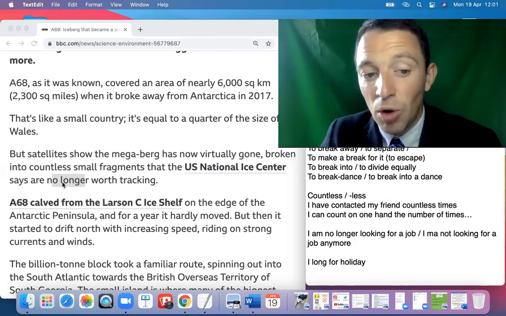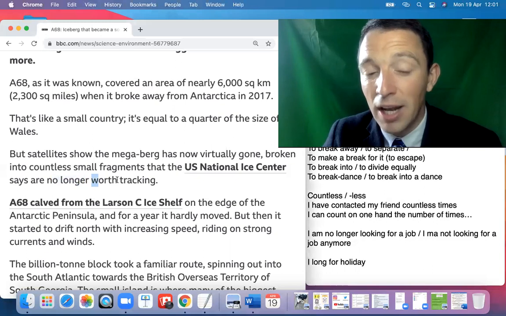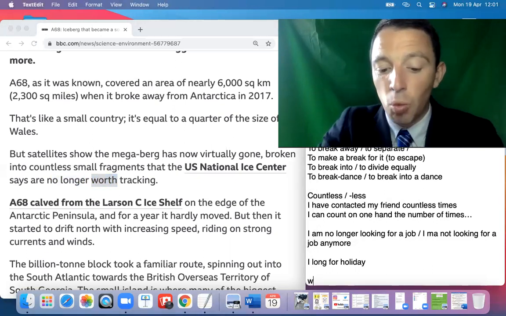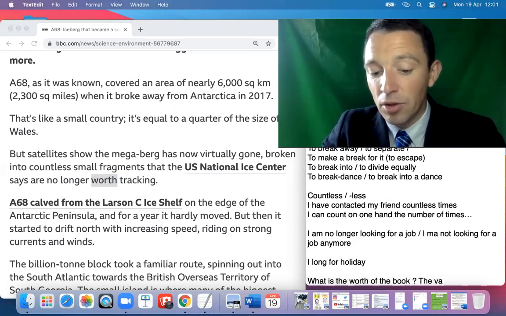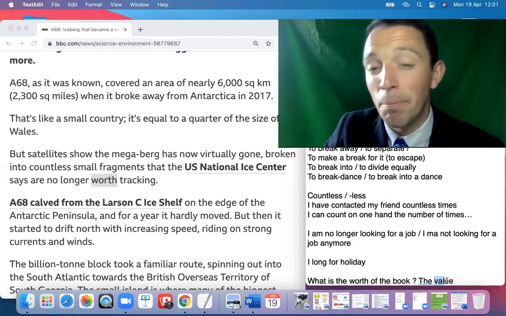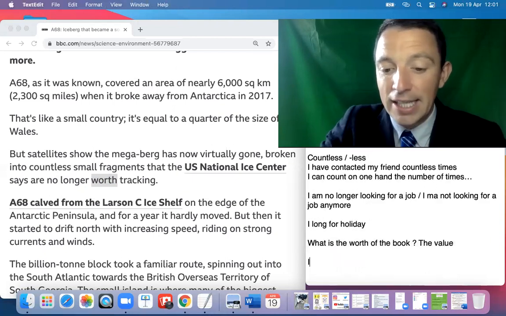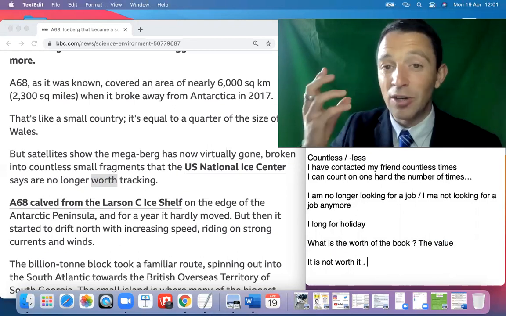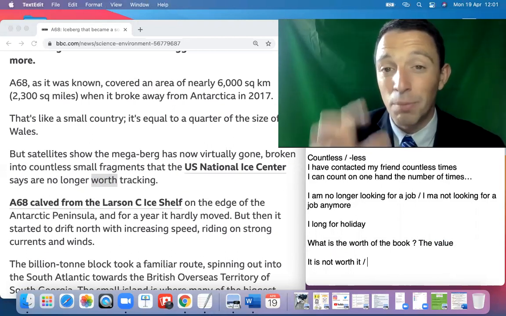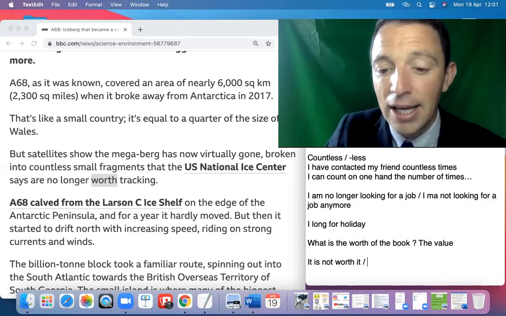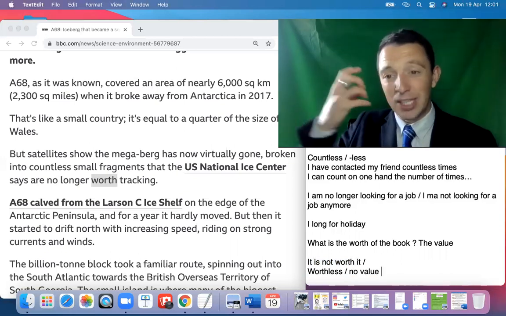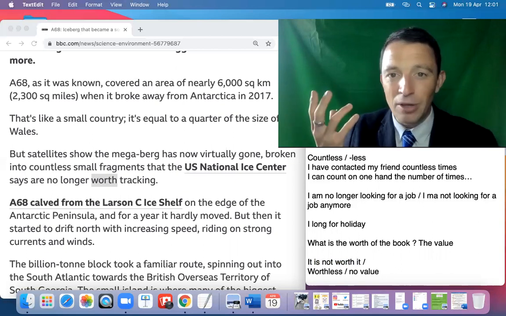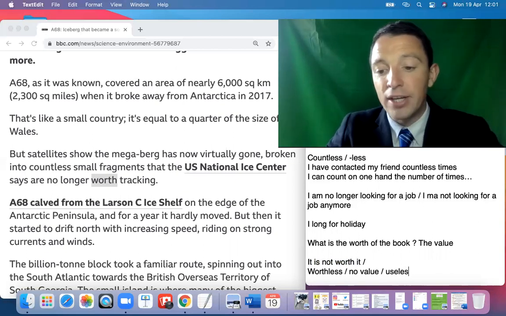And here it's no longer worth, and this is very important as well, like valor. And you could say, what is the worth of the book? So basically, what is the value? So obviously value in English is very similar to valor in Espanol. And we say it is not worth it, which is basically no vale la pena. So it's a very important expression in Spanish, no vale la pena. In English is, it is not worth it. Okay. Also, we say worthless, which means no value. So this book is worthless. It's no value. It's useless. Okay. So really good vocabulary.